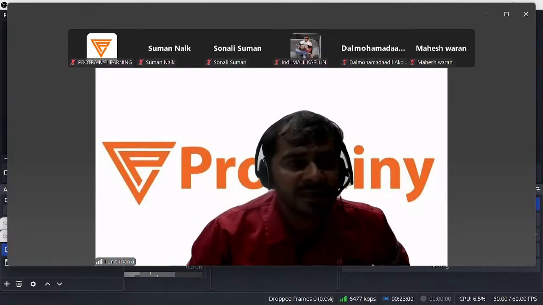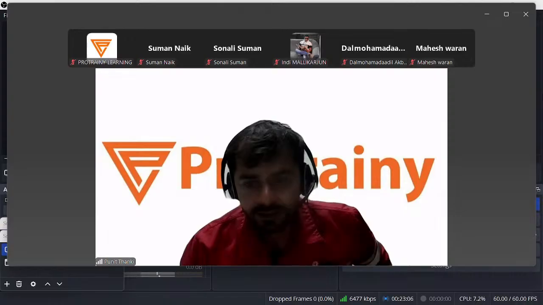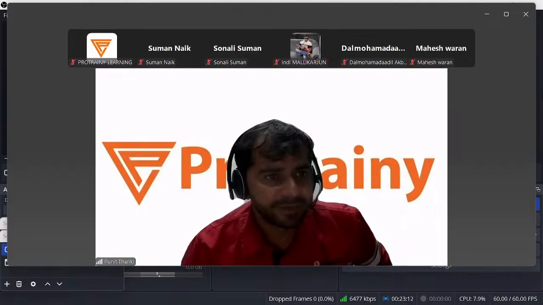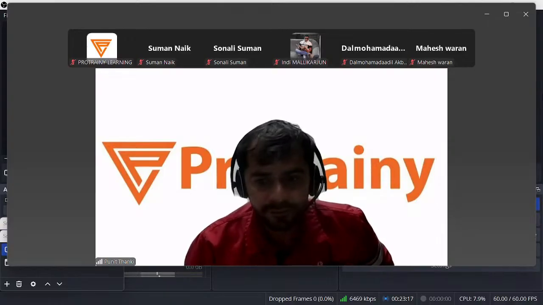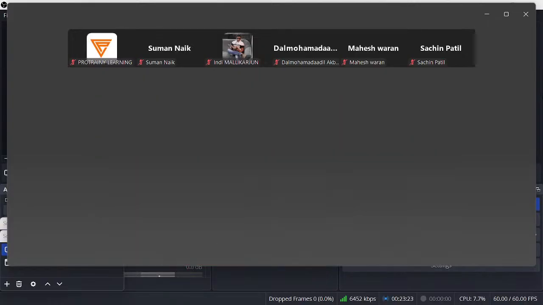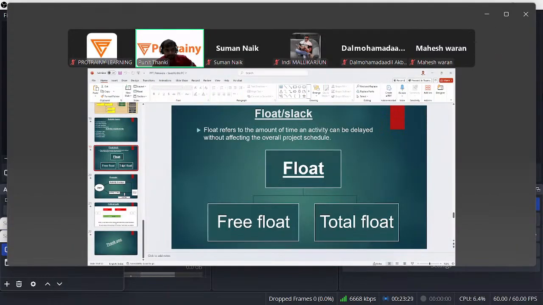Rightly said by Mallikarjun sir. Constraint is a very important concept. Constraint as well as float also. Float is another important component in Primavera. See, float. My screen, wait, let me share. Is the screen visible to everyone? Yes, visible.